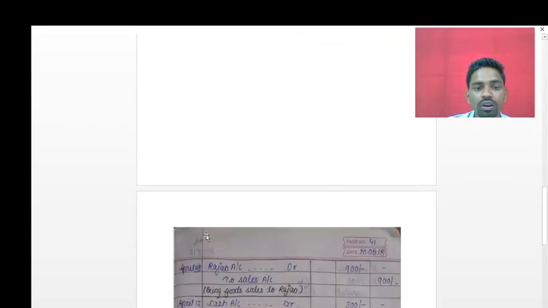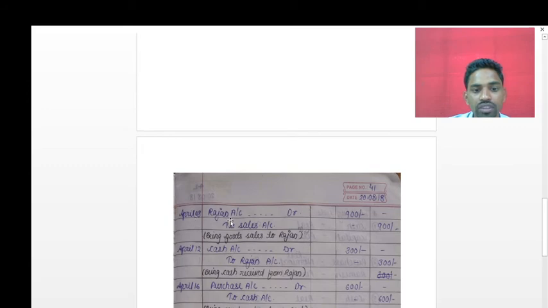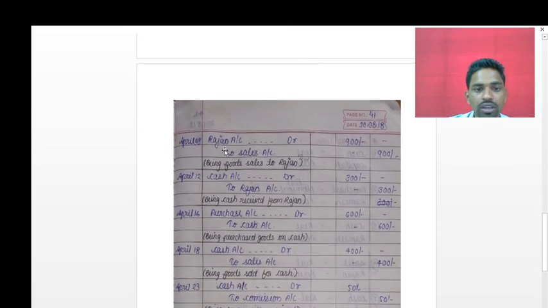The next transaction is on April 8th: sold goods to Rajan rupees 900 on credit. Sold goods means it is a sales transaction. Again the question arises: is it a credit transaction or a cash transaction? This is a credit transaction. So in this transaction two accounts are affecting: the sales account and the Rajan account. On 8th April, the Rajan account and the sales account.